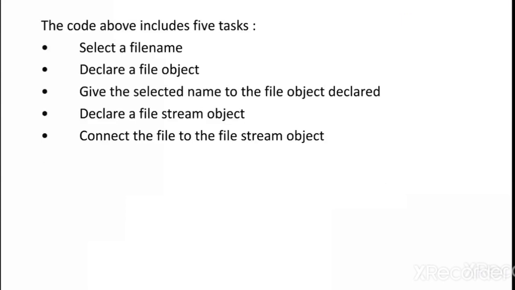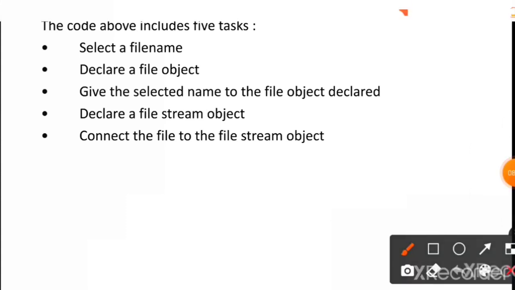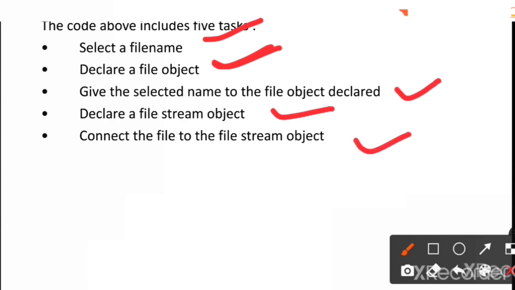Okay. So the code above includes 5 tasks, that is selecting a file name, then declaring a file object. In the second approach, what we are doing is, first we are selecting the file name, and then we are declaring the file object, and then we give the selected name to the file object, and then declare a file stream object and connect the file to the file stream object.